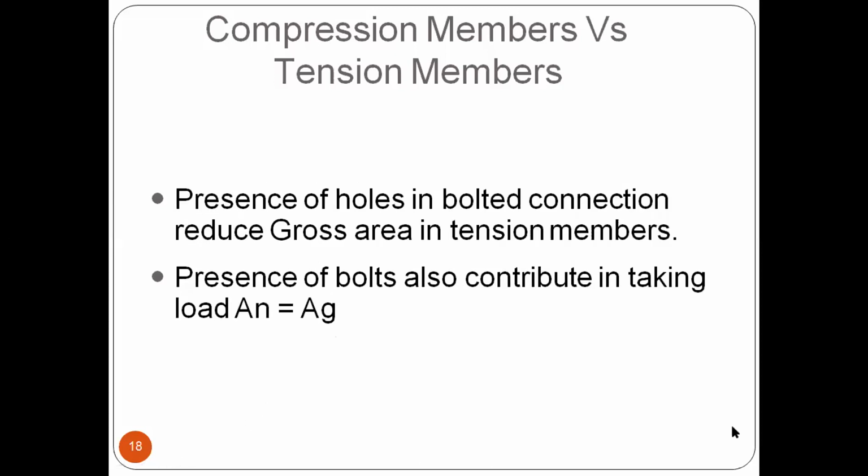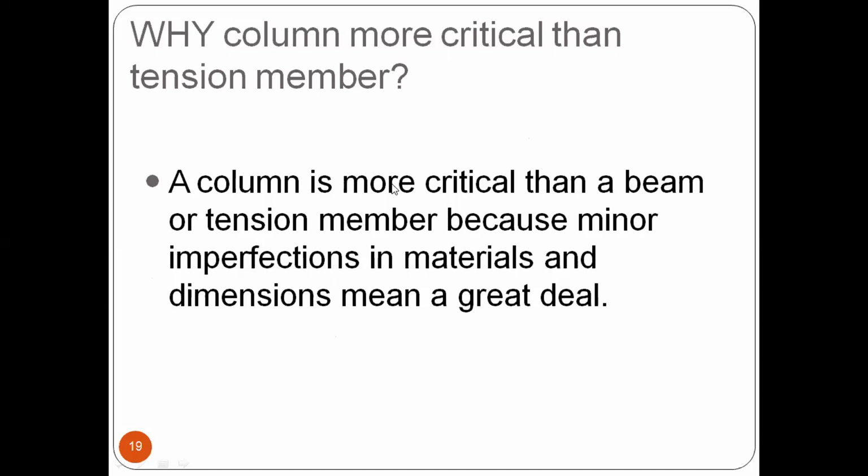And one more thing, why is a column more critical than a tension member? This is one of the important statements. A column is more critical than a beam or a tension member because minor imperfections in materials and dimensions mean a great deal. As I told you many times, in a column, a slight imperfection, a small crookedness in the member, leads to a big disaster in the structural element. So that is a major difference why a compression member is more critical than a tension member.